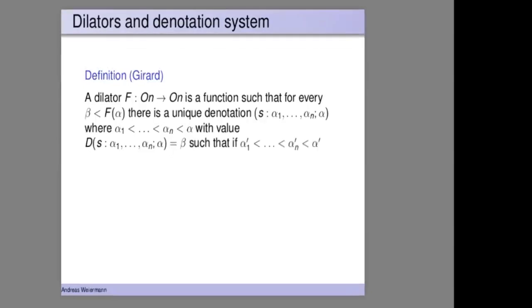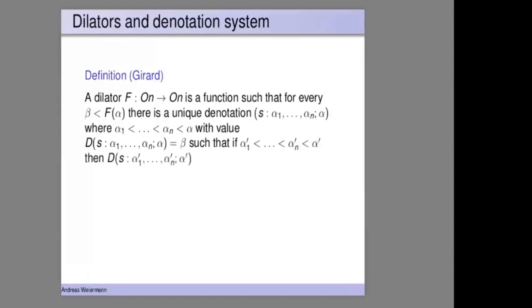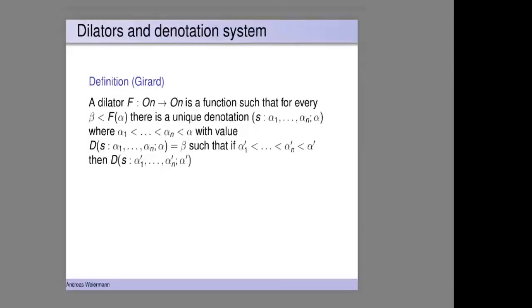This is uniform in the sense that if I shift around the parameters, I get a new denotation. So if I replace the alpha i's by alpha i prime, then I take the denotation s of alpha 1 prime up to alpha n prime, alpha prime, and I consider the value of it. It will be a denotation for an ordinal less than f of alpha prime. So I can freely move these parameters around, and then I switch between elements of f of alpha and f of alpha prime.